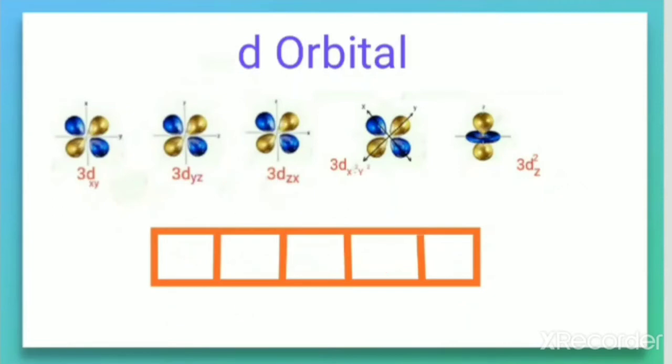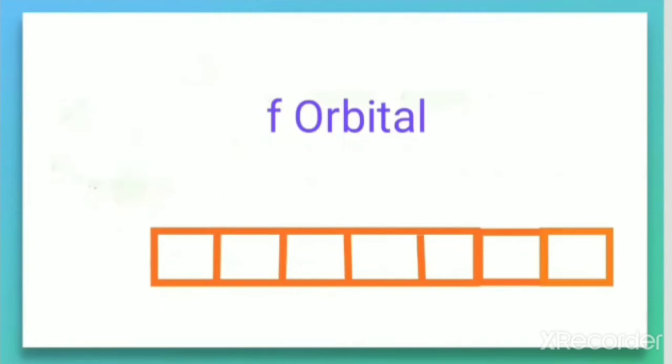Next, in the case of the F orbital, the structure is not there for us to discuss. So we'll directly make boxes: there are 7 orientations in the case of the F orbital. Therefore, we'll make 7 boxes. 1, 2, 3, 4, 5, 6, 7. So a total of 7 boxes are made in the orbital diagram for the F orbital.